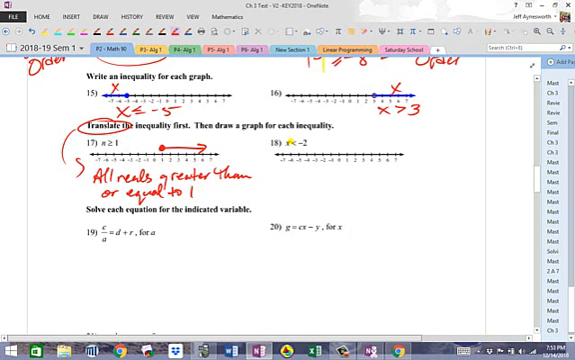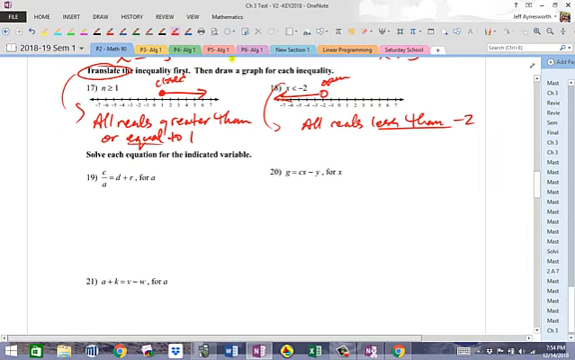Now here, this one, all reals less than negative 2. Don't include negative 2, so go open. It says less than, not less than or equal to. And all numbers that are less than negative 2 are to the left. So if you see the equal to portion in the inequality, it's closed. If you don't, it's open.